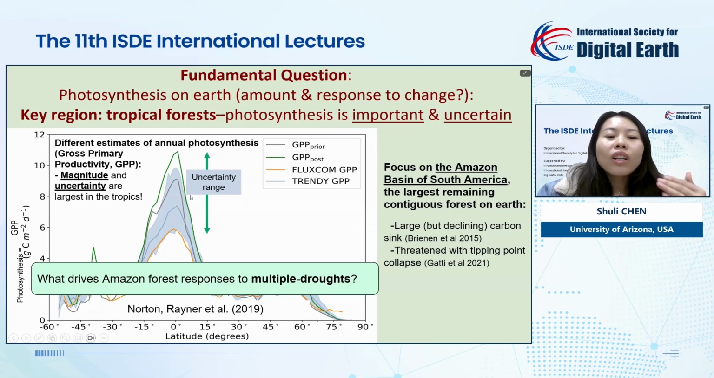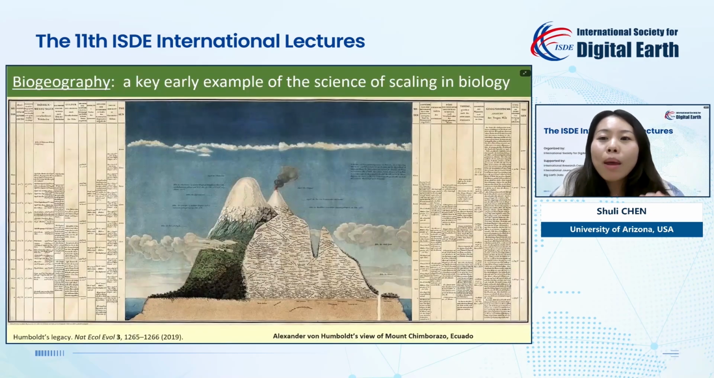So what drives the Amazon forest response to multiple droughts becomes the critical question to understand photosynthesis and to predict its response. My main methodology here is using biogeography. It's a key example of biological scaling.